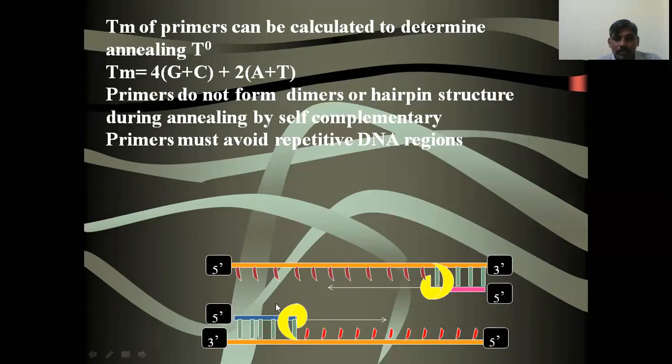So in the annealing step, see this. This is a short oligonucleotide. This is called a primer. It is a DNA molecule which contains 15 to 30 base pairs.